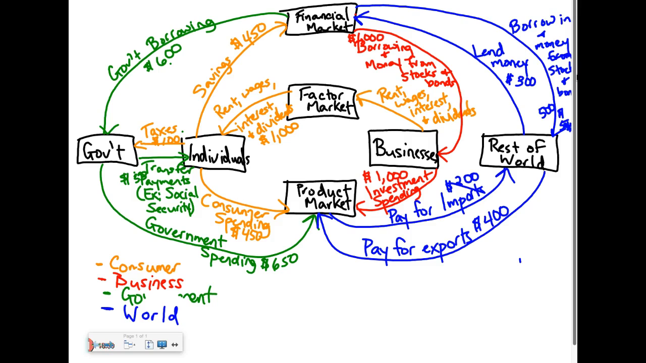So here's what happens though: in your book, they actually have a black arrow going from the product market to businesses. I think that is kind of confusing. I'm not going to do that. I don't have a logical reason for why to do that. So out of all of this, this is GDP. So that whole great big confusion is GDP.